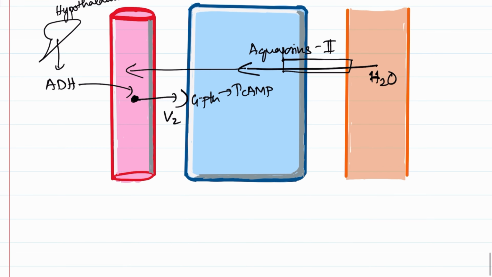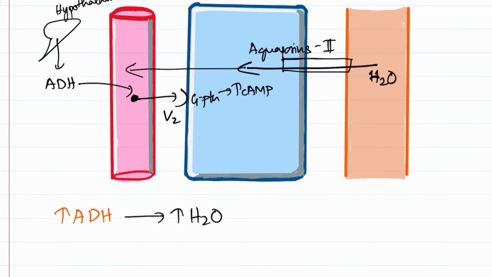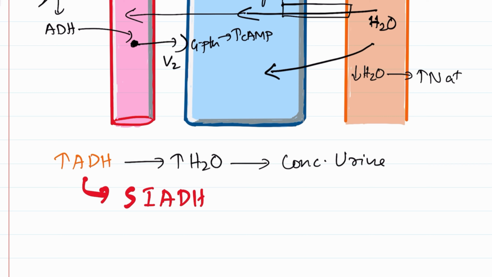This is a really important mechanism. Why? What happens when ADH increases? When ADH increases, there is going to be an increased absorption of water from the collecting duct and from the late part of the DCT. As a result, the final urine output is going to be concentrated, right? This condition is called SIADH, that is syndrome of inappropriate ADH secretion.